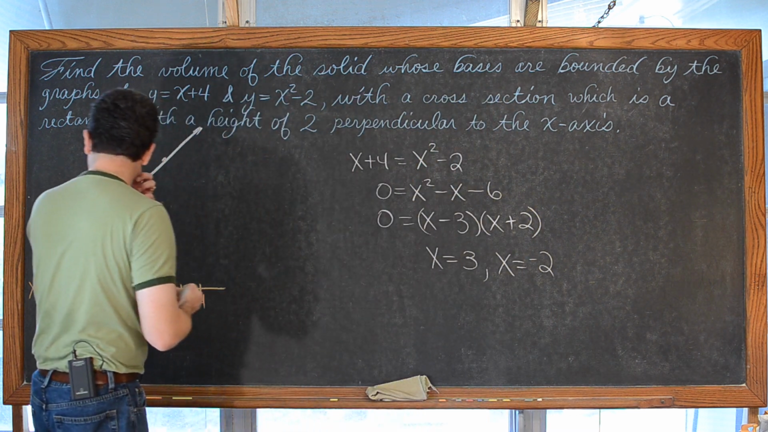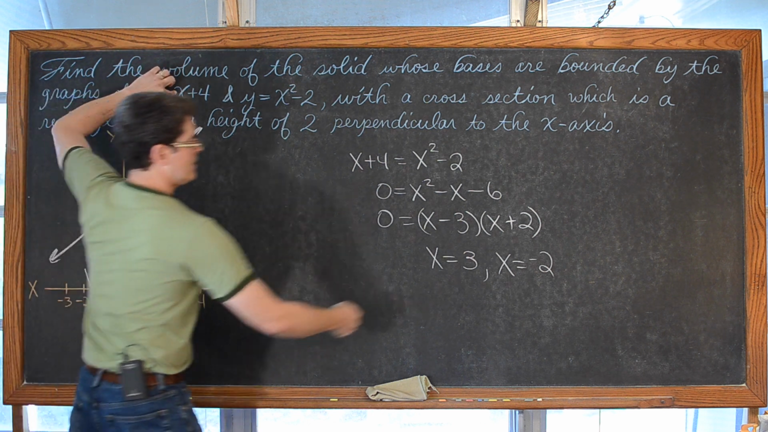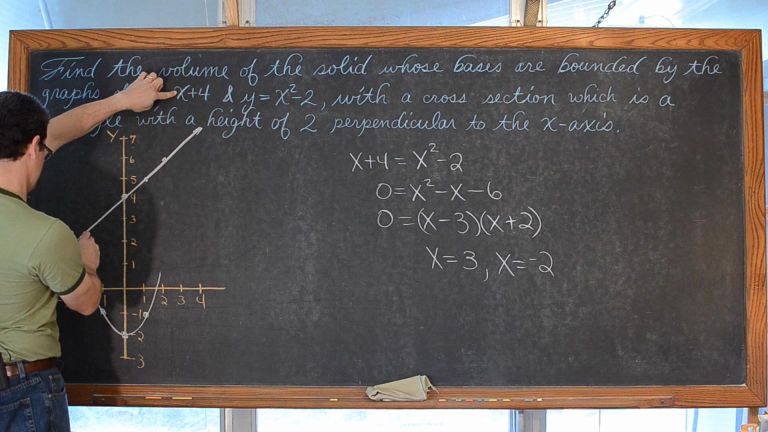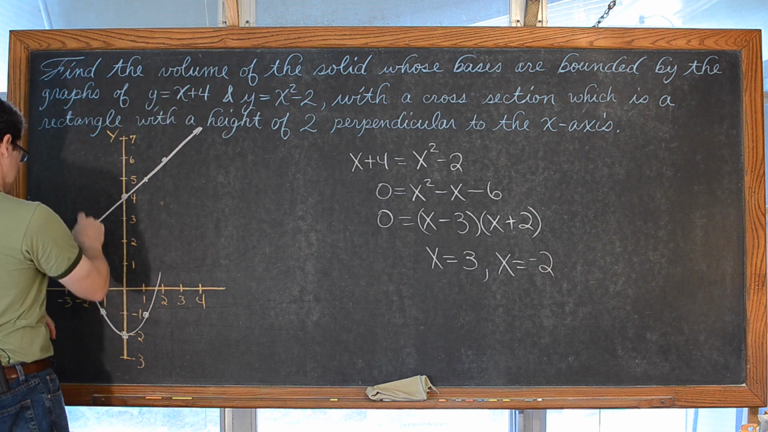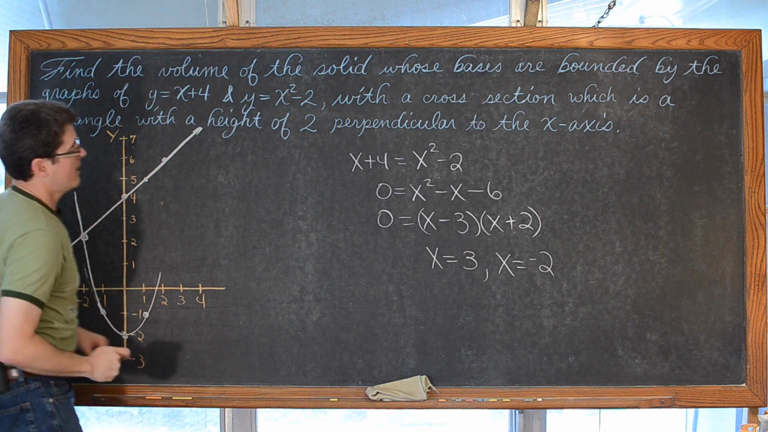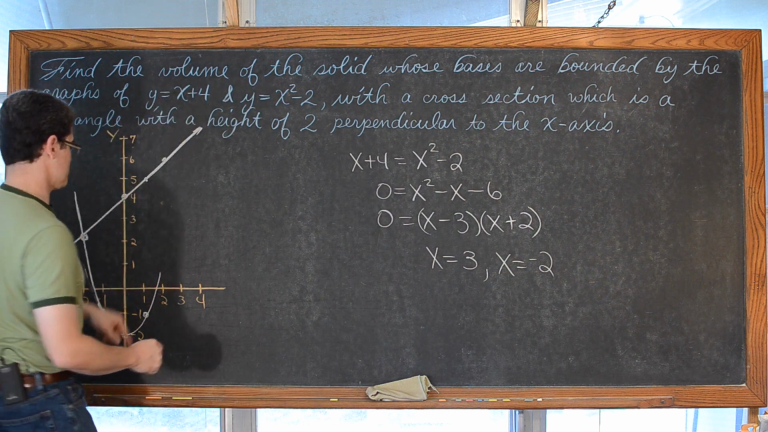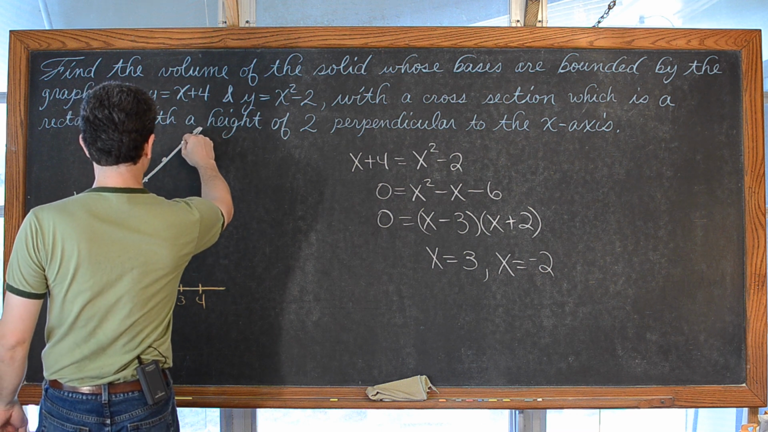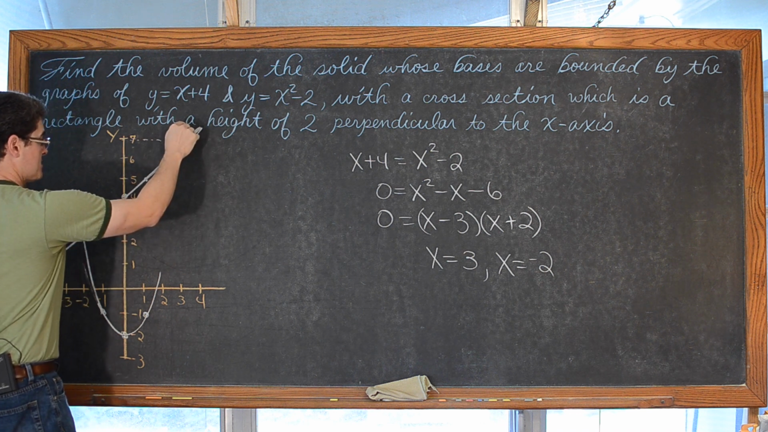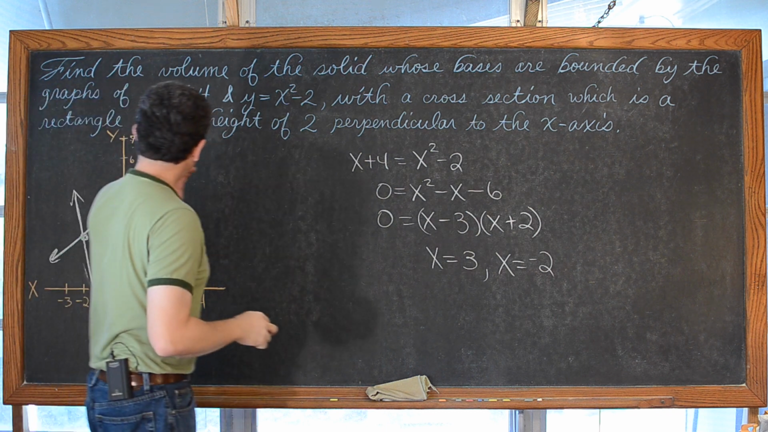For graphing purposes, it would be nice to know where they intersect. If x is equal to negative 2, then negative 2 plus 4 is positive 2, so the intersection is (-2, 2). My graph's not perfect, but it's going to look something like this. And at x equals 3, 3 plus 4 is equal to 7, so we're intersecting at (3, 7). Sorry about that. Well, that is our plane region.